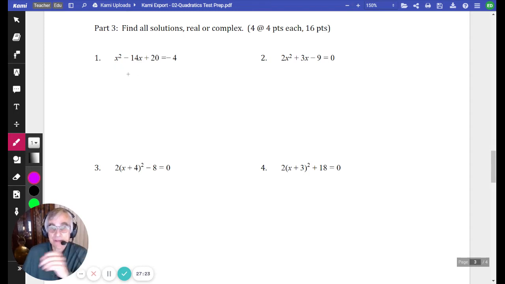So the first thing to do is write your equation so that it's a quadratic equal to 0. And the first one is not in that form, so I need to put it in that form by adding 4 to both sides.